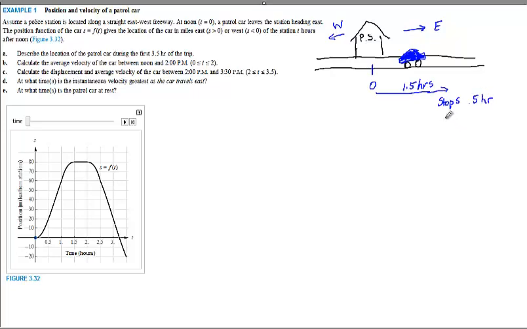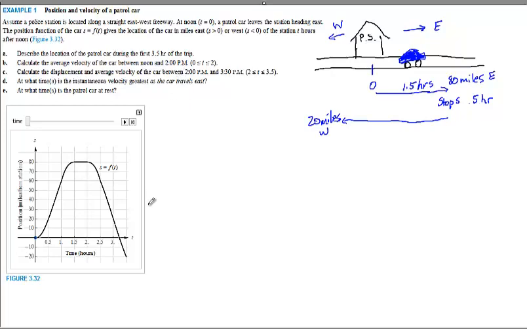Then he travels back, and he gets a little on the other side of the police station. He gets about 20 miles. Yep, it's in miles. So he gets about 20 miles on the other side of the police station, and he got 80 miles east, and then he travels and gets 20 miles west. So that's describing the location and what he's doing.